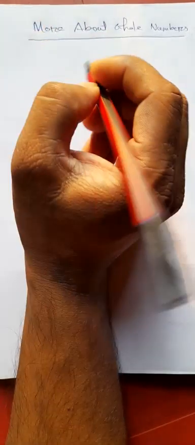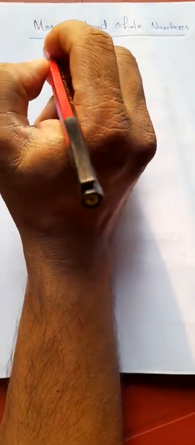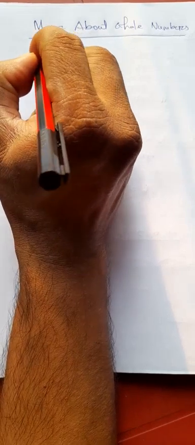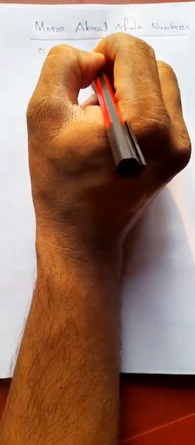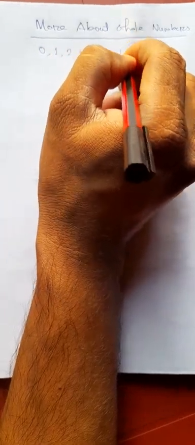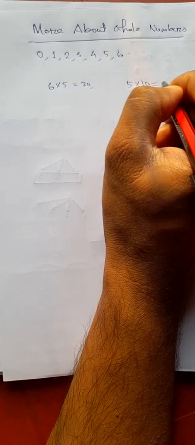Today we'll discuss some more properties of whole numbers. We have already learned that the natural numbers together with 0, that is 0, 1, 2, 3, 4, 5, 6, etc., are called whole numbers. And we have also learned that the product of any two whole numbers is a whole number. Say for example, 6 fives are 30 or 5 tens are 50.